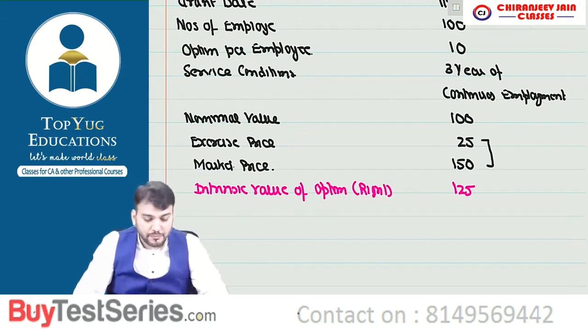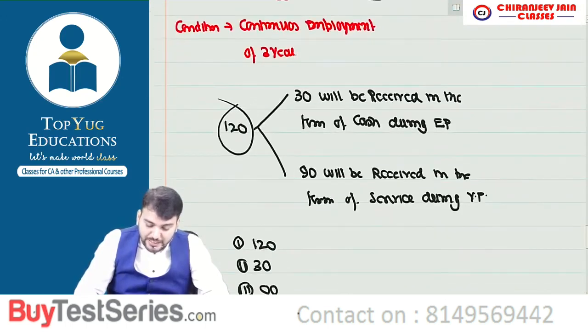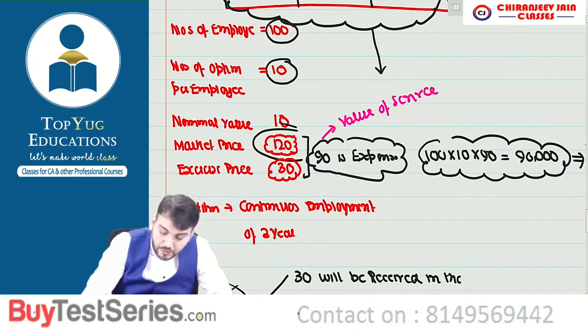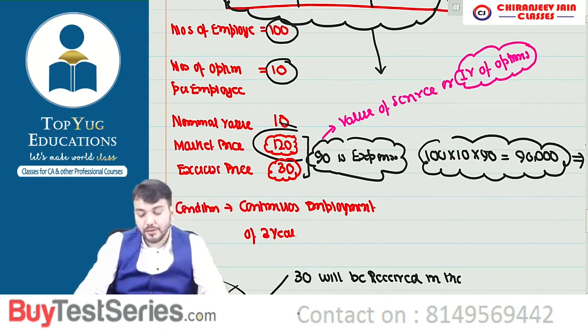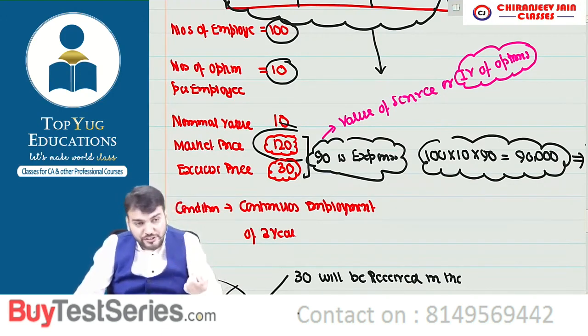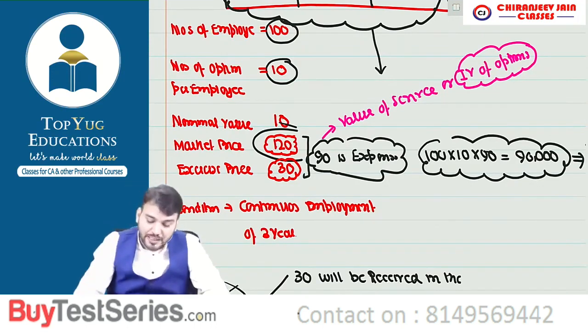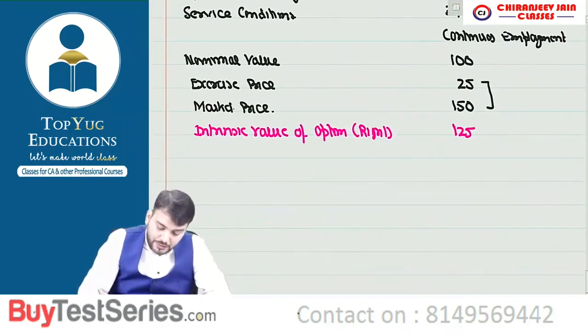Intrinsic value of option. Correct? So this 90 is known as the value of service, or we call it the intrinsic value of option. Option has been given, and for that option they need to provide services. So that discount becomes the value of the right. Value of right. Correct? Understood? Yes, sir. Intrinsic value of option. Correct?